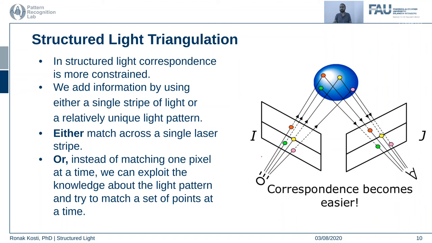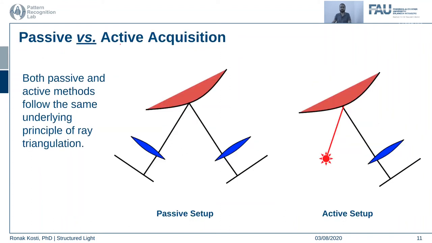So, as we have seen before, both the passive and active acquisition techniques have the same underlying geometry. The principle of ray triangulation is similar, except in an active setup, one of the cameras is replaced by a light source, and that light source is able to generate some pattern on the real world scene, which is captured by the remaining camera here.